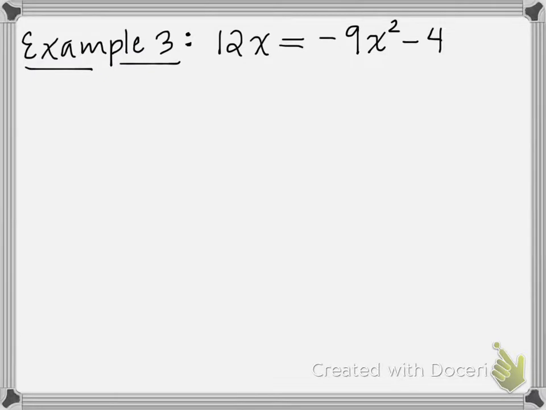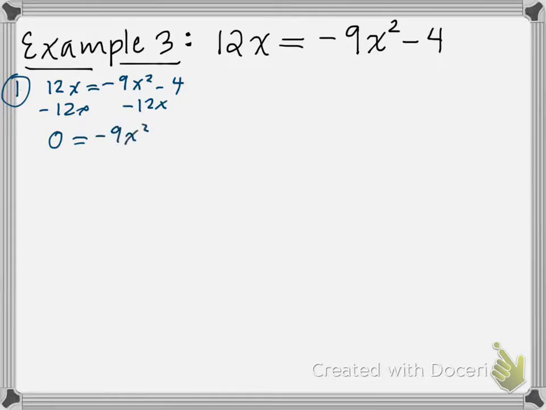I have one more example for you guys. It is 12x is equal to -9x squared minus 4. So step 1, I'm going to get this into standard form. Again, it doesn't matter which terms you move over. I'm going to subtract that 12x over and then make sure I order my terms correctly. I want the x squared term first, the -9x squared, then the x term, -12x, then the -4.